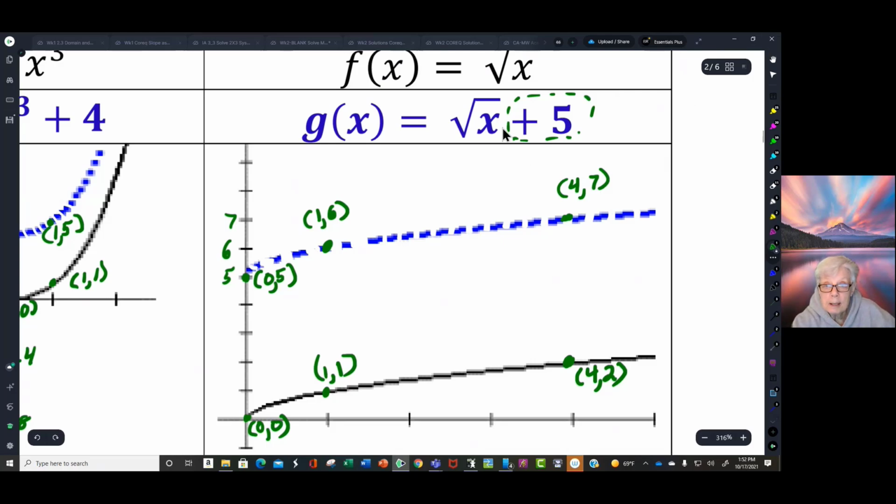So what this does, plus a positive number, moves the graph, physically takes it and moves it up. Doesn't change its shape, doesn't stretch it, doesn't shrink it, doesn't turn it upside down. It just physically moves the same graph up a certain number of places.